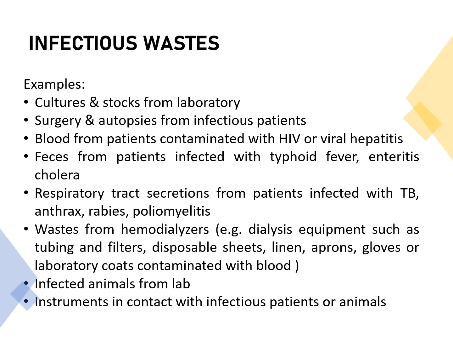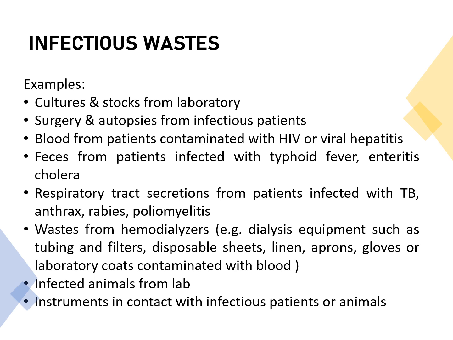Examples of infectious wastes that are generated in specific departments of the hospital are the following. We have cultures and stocks from the laboratory, especially in the microbiology section, because this section houses the cultures and stocks of causative agents that are infecting our patients. And then we have waste from surgery and autopsies of infectious patients. We have blood from patients contaminated with HIV or viral hepatitis, since HIV and the other types of hepatitis viruses are bloodborne pathogens. We also have feces from patients infected with typhoid fever, enteritis, and cholera. By the way, guys, the causative agents for typhoid fever, enteritis, and cholera are not the same.